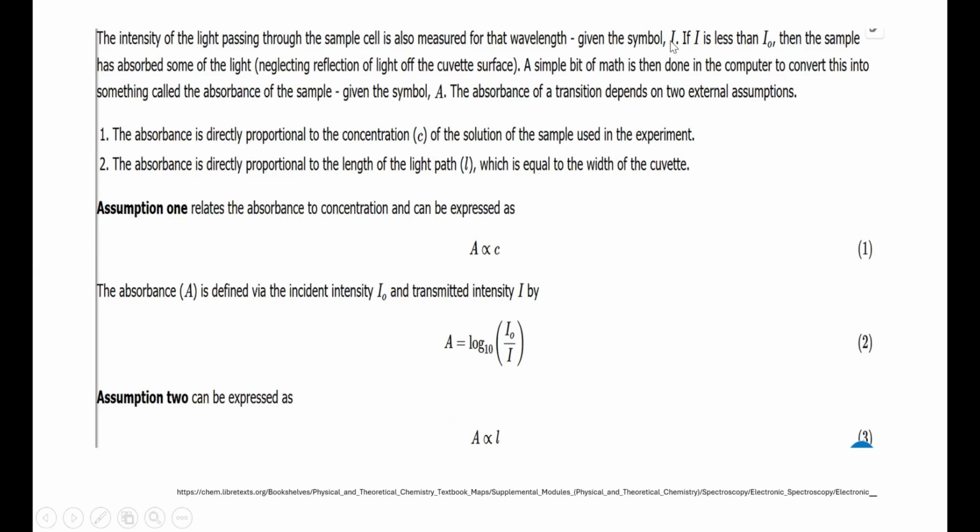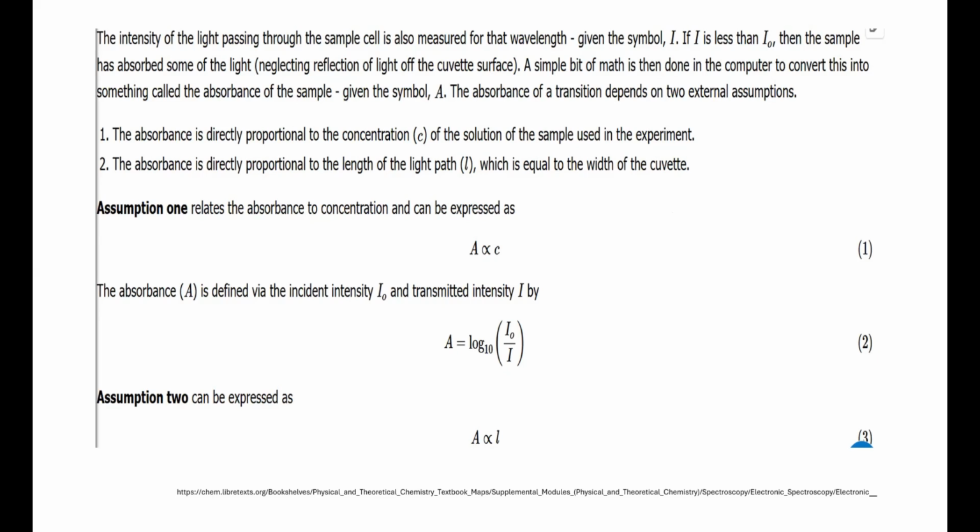The intensity of light that is passing through is given the symbol I. The light that is falling onto the cuvette and the amount of light that is transmitted are not going to be the same in quantity, because some amount of light will be absorbed. So if I is less than I0, then the sample has absorbed some light. That some light is going to be characteristic of that particular analyte when it is exposed to a particular wavelength. So I and I0 are the two entities: I is the light transmitted, I0 is the incident light, and if I is less than I0, then some amount of light is absorbed.